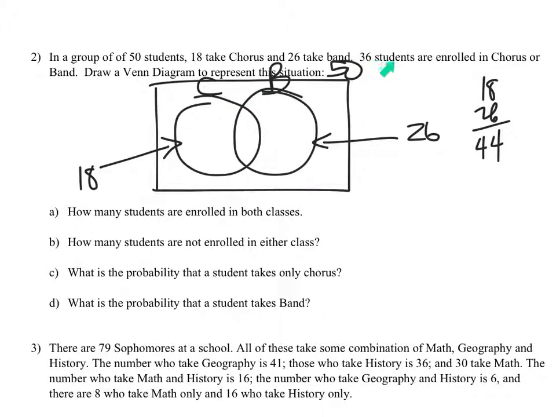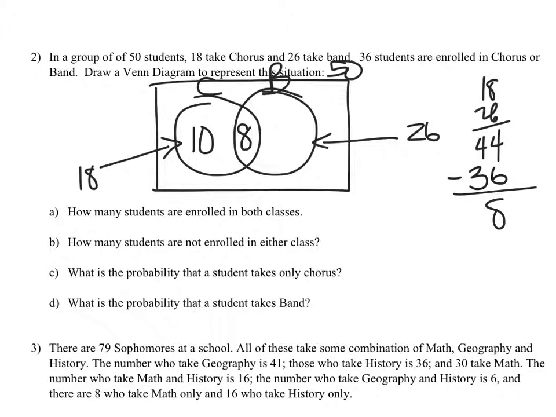But they say 36 students are enrolled in chorus or band. So that means these two added up should be 36. There's too much. And what that means is these are not mutually exclusive, meaning there is an overlap of 8. So that means 8 people were counted twice. So now I can figure out what goes in these circles.